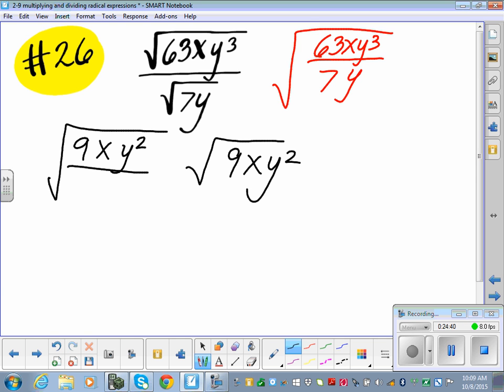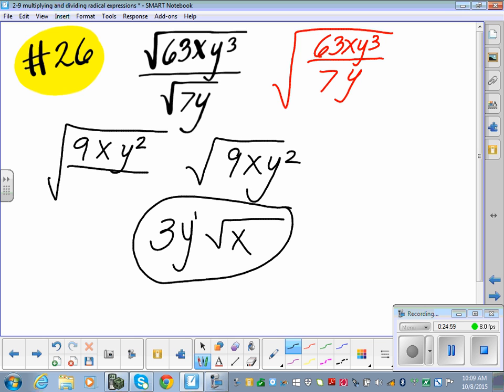All right, so what is the square root of 9? 3, so we'll pull out a 3. Can we pull out x? No, so it's going to stay under the house. Can we pull out y squared? Yes. 2 divided by 2 is 1, so we'll pull out a y to the 1st. No remainders. There's our answer.